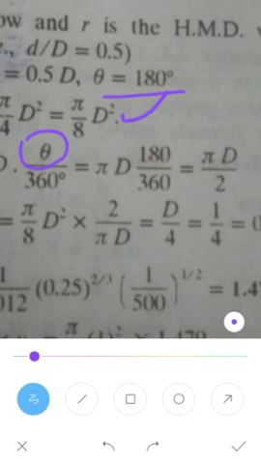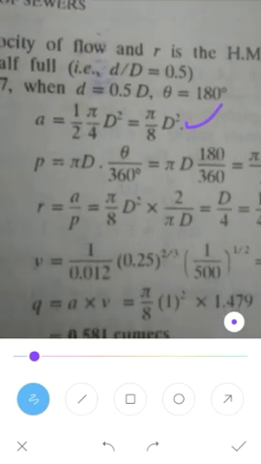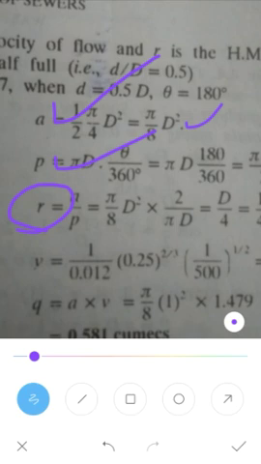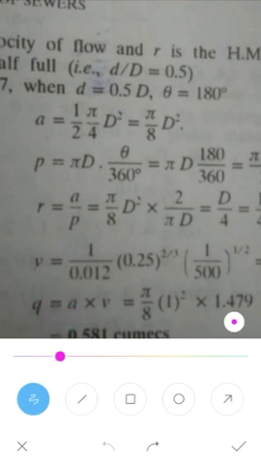For determining the hydraulic mean depth, first you have to determine the area, then the perimeter, and only then can you go further. After finding the perimeter and area, you put the formula: hydraulic mean depth R is equal to A divided by P. Area you have determined first, next you have determined the perimeter, pi d by 2.